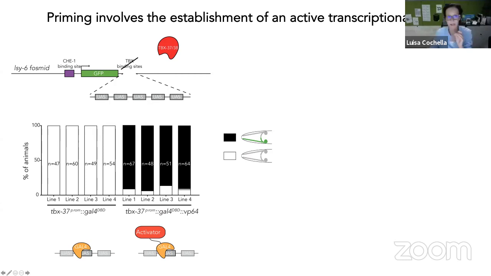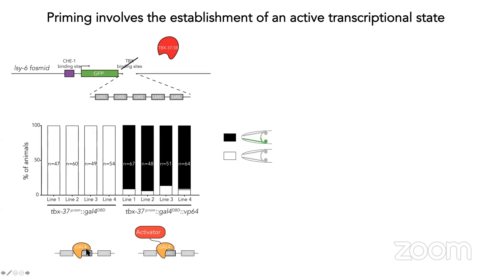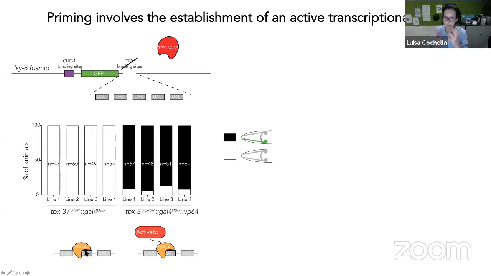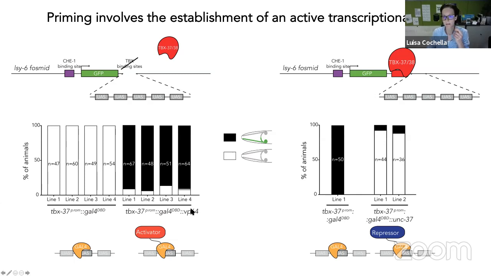So what this experiment told us is that we need to bring in a transcriptional activator to the locus at this early time point in order to enable the later transcription of Lausi6 by Ki1. Bringing just a DNA binding domain is unable to do that. So that really hinted that transcription was necessary. So to try to address this a little bit further, we did a similar experiment in which instead of replacing the TBX binding sites by the UAS sites, we added the UAS sites right downstream of the TBX binding site. So in this construct, TBX37/38 can bind early, and that primes the locus for later transcription by Ki1. And so this locus is expressed normally.